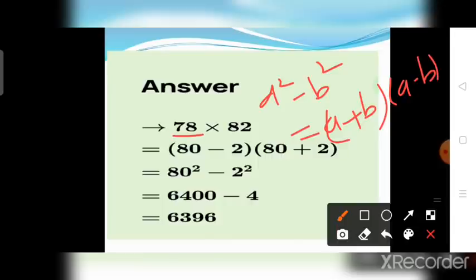78, how to write? 80 minus 2. 80 minus 2 means 78. 80 plus 2 means 82. This one is the a minus b formula, this one is the a plus b formula. This one how to write? a squared minus b squared. a value 80, 80 squared minus b value 2 squared. 80 squared means 8 8s are 64, 2 zeros. 2 squared, 2 2s are 4. Then 6400 minus 4 means the answer is equal to 6396. Do you understand, students?